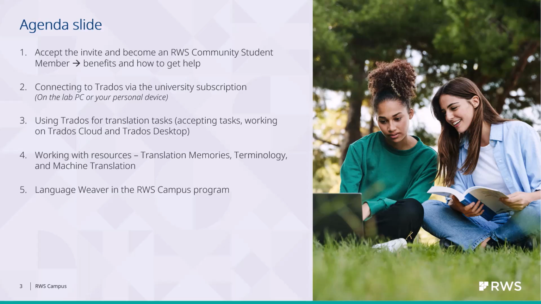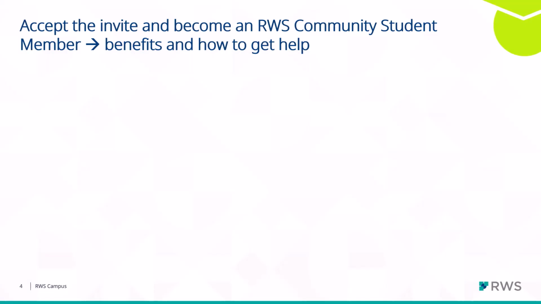We will see the Language Weaver part that is included on the RWS Campus program, using AI functionality in the translation process, and reviewing and correcting the translation work. Then we will have a section for questions and answers. Let's pass now to the first topic: accept the invite to become an RWS community student member. Here it's important to know the benefits and how to get help.